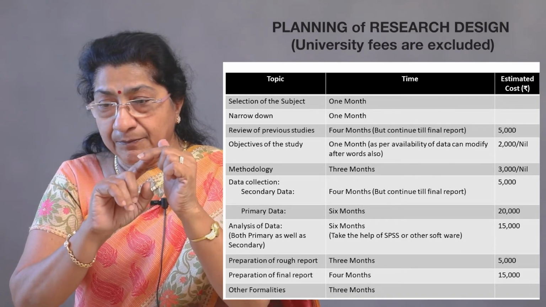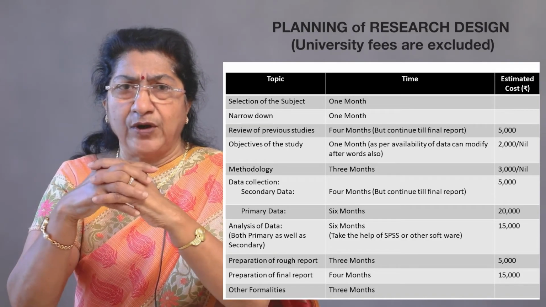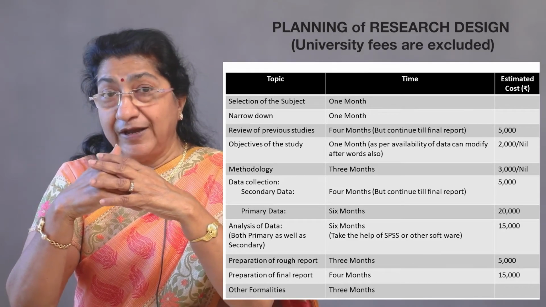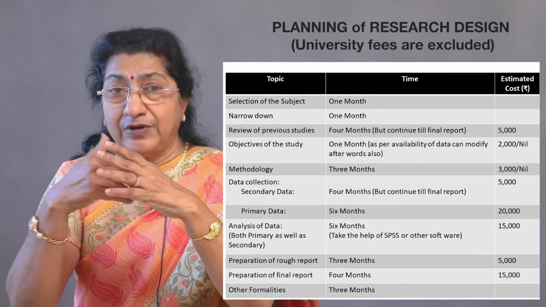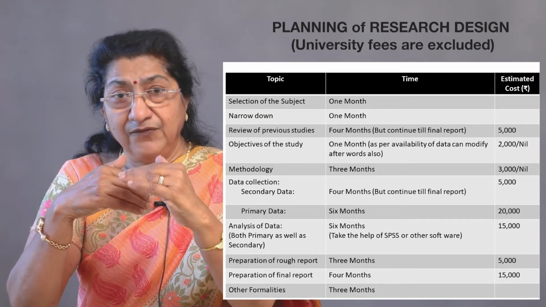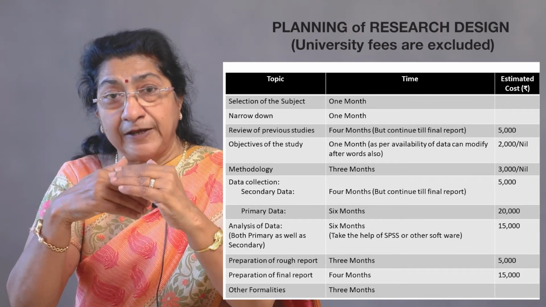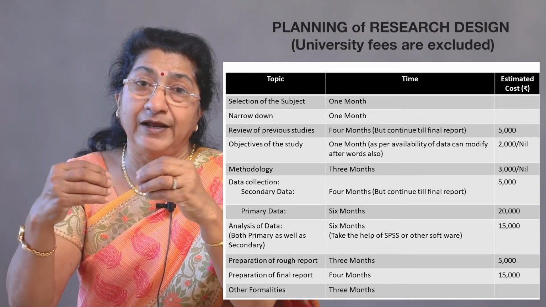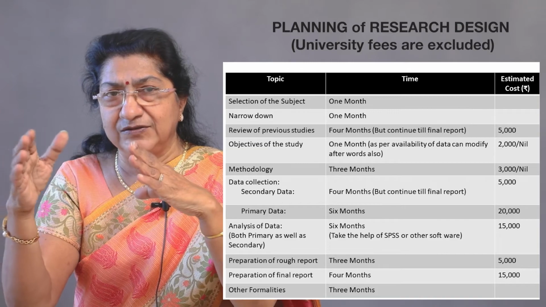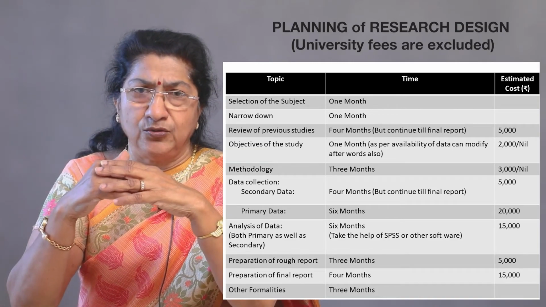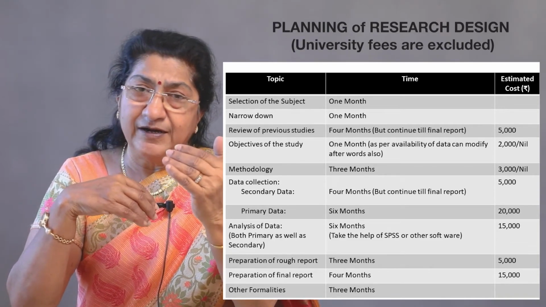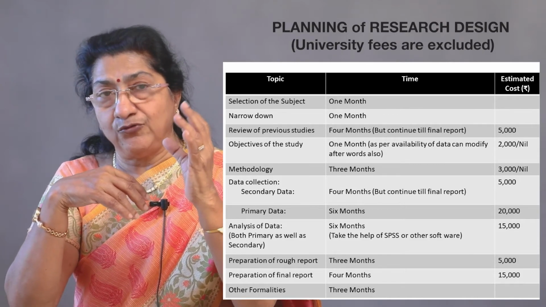For that, you have to spend a minimum of 5,000 rupees, because many websites give you data and for that they will charge. You have to travel for that also. And after that, if your study is based on primary data, then you have to collect primary data. You can collect primary data in several ways. In the next session, we are going to learn techniques for primary data collection. Then for primary data, you have to spare a minimum of 6 months.